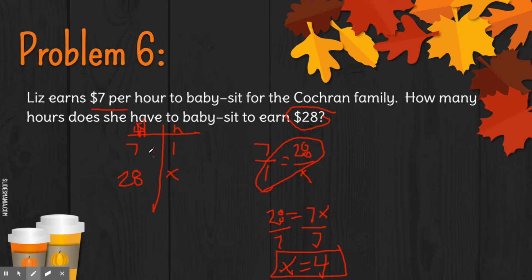Or, since I already had the unit rate and I know that it's 7 to 1, I could have divided by 7 and did 28 divided by 7 right away, which would give me 4. Either way, she's going to have to babysit for 4 hours to earn $28.